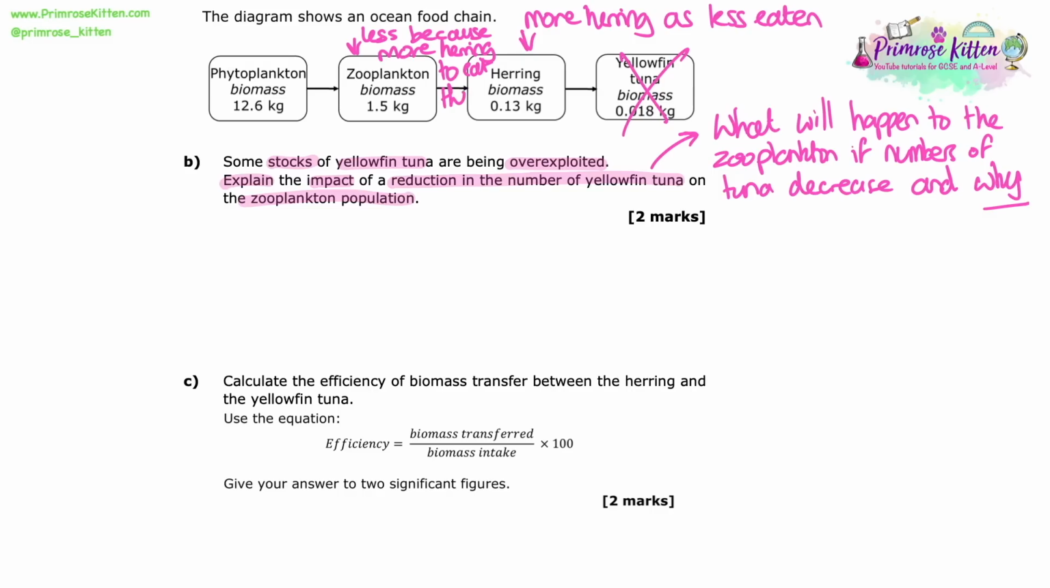And therefore, our answer is what will happen to the zooplankton. Their numbers will decrease. Why? Because more herring are going to be eating them, because less herring are being eaten by the tuna.